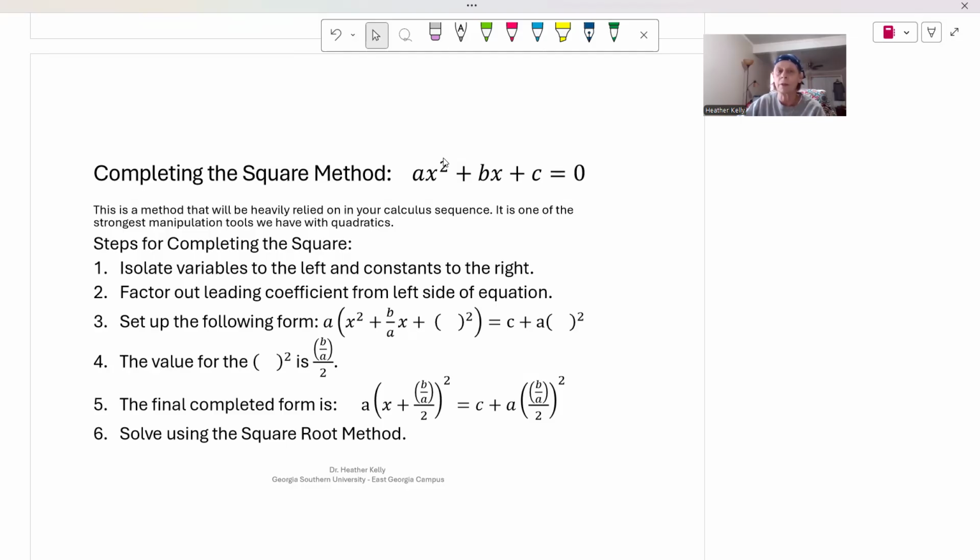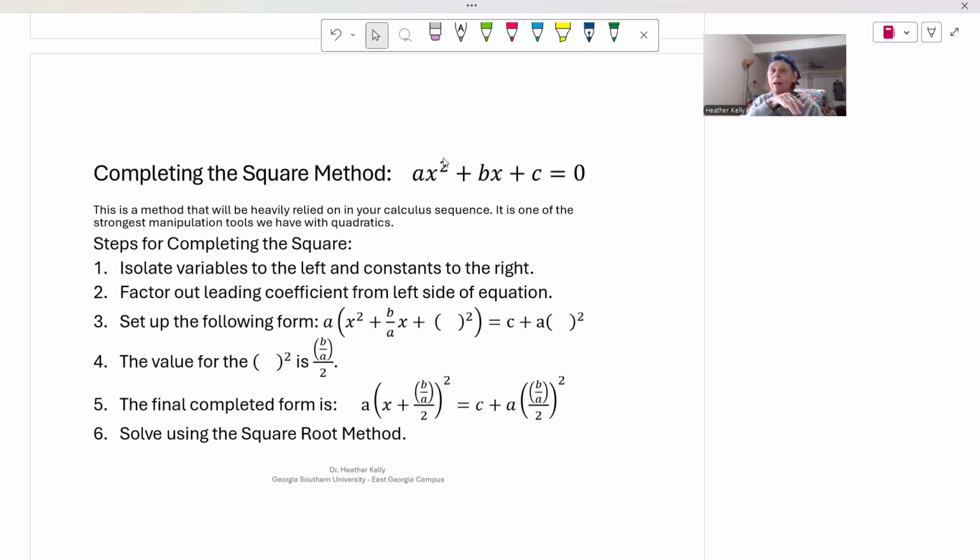So the first step is that you isolate things with variables on the left and move the constants to the right. So in other words, you just move constants right, leave everything else on the left. Next, kind of like factoring by grouping, you're going to factor out the leading coefficient. You just want an x squared there. So if there's any number in front of the x squared, you're going to pull it out.